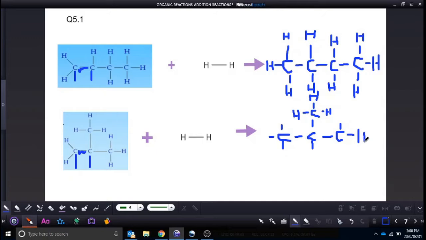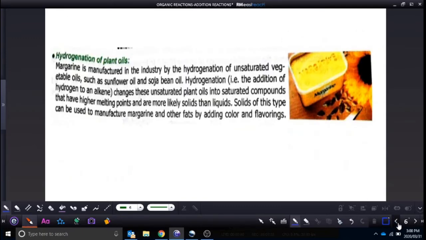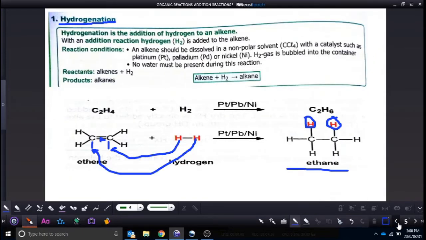Again, so hydrogenation. Let's go back to the reaction conditions. The alkene must be dissolved in carbon tetrachloride. Okay, and then we have a catalyst, namely palladium, nickel, or platinum. There must be no water present, and then the catalyst is added, and then we will form our alkane.